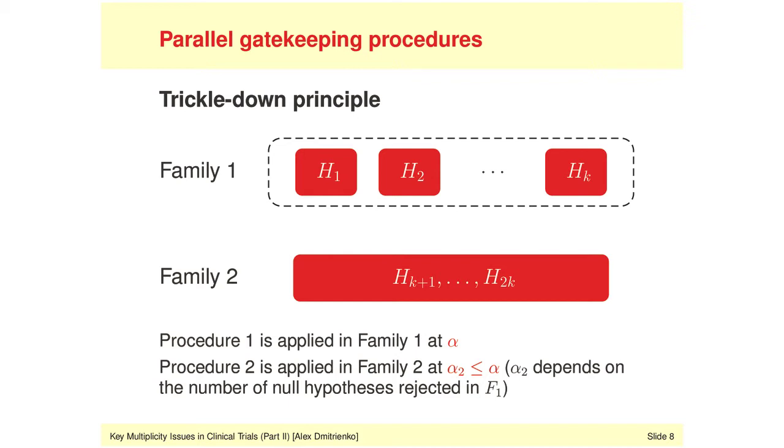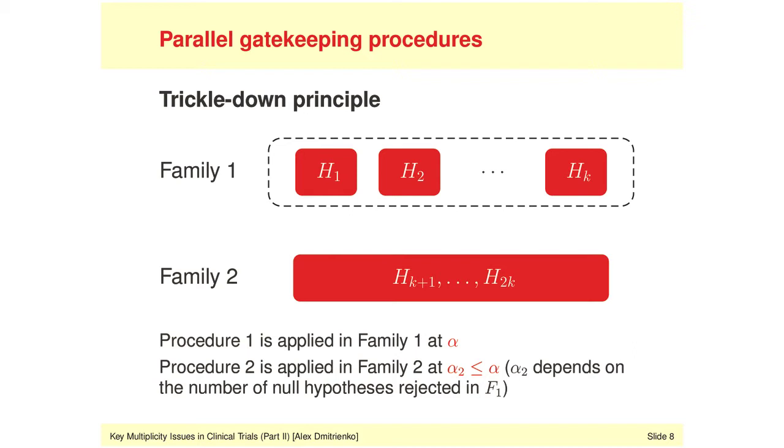We can think about the individual boxes included in family 1 as clouds up in the sky, and if at least one of those hypotheses is rejected, the amount of water within that cloud can rain down or trickle down to the secondary family. And roughly speaking, even though procedure 1 in the primary family will always be applied at the full alpha level, as explained at the bottom of the slide, the significance level that will be applied in the secondary family with procedure 2 will be a data-driven random quantity.